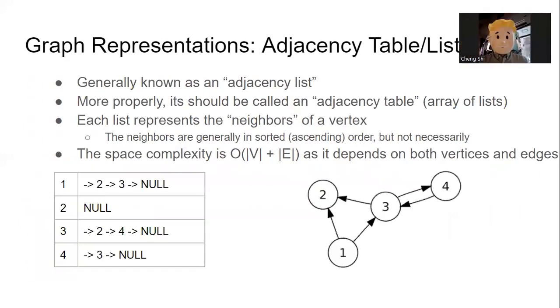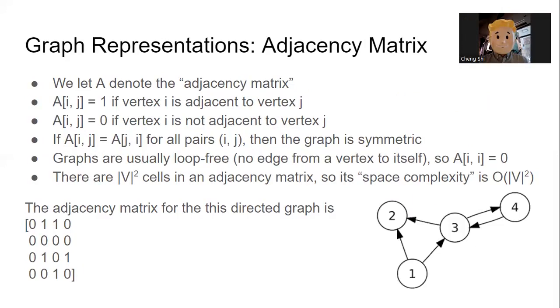Professor, what does the A bracket IJ mean? Is that the edge between I and J? Yeah, A is the adjacency matrix, it's saying row I, position J of the matrix. It means that, let's say it's 1, vertex I is adjacent to vertex J. There is an edge.